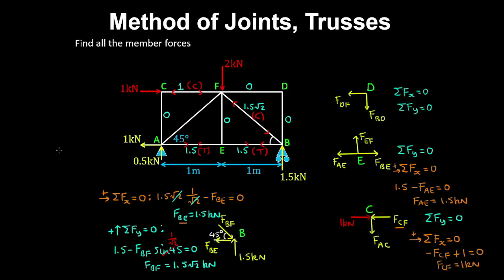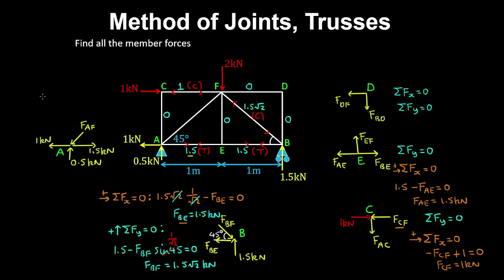And now if we take an equilibrium of joint A, we have the reaction forces of 1 kilonewton and the vertical reaction of 0.5 kilonewtons. And we also found FAE, which is 1.5 kilonewtons. So therefore the force in member AF must be acting in this direction, to put the 0.5 kilonewton reaction in vertical force equilibrium.